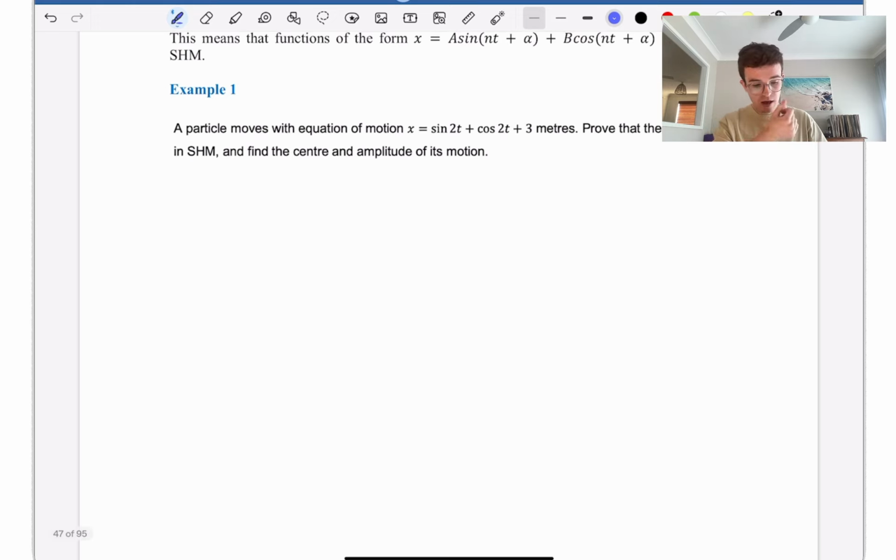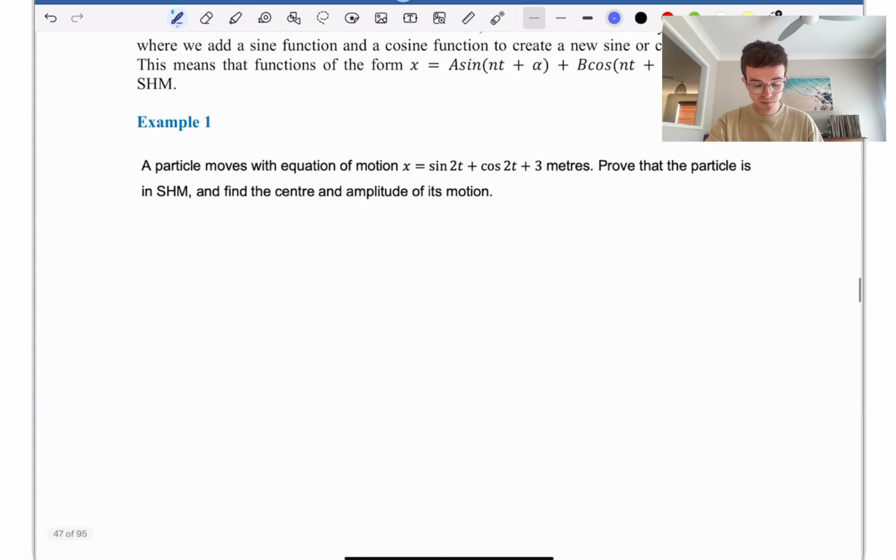So we've got a particle that moves with the equation x = sin 2t + cos 2t + 3, and we have to prove that the particle is in simple harmonic motion. We're just going to apply our auxiliary angle method. 1 squared plus 1 squared is root 2. We're going to use sine in the natural form, and we do tan inverse of 1 over 1, which is pi on 4. So it's going to be root 2 sin(2t + pi on 4) + 3.